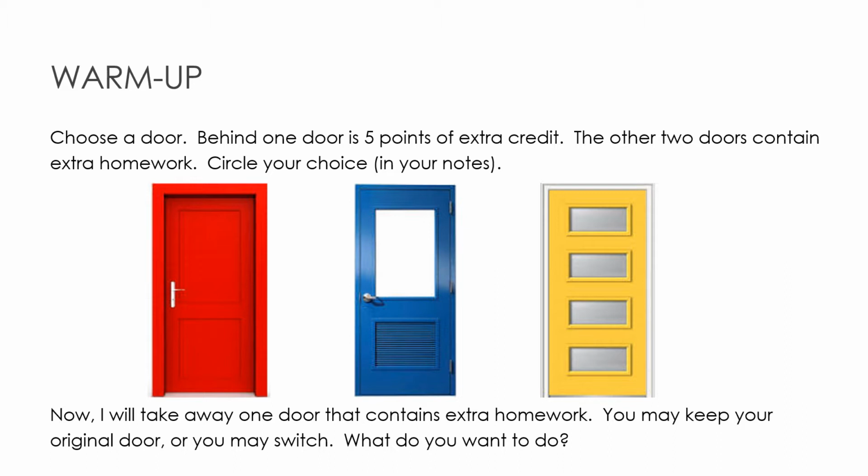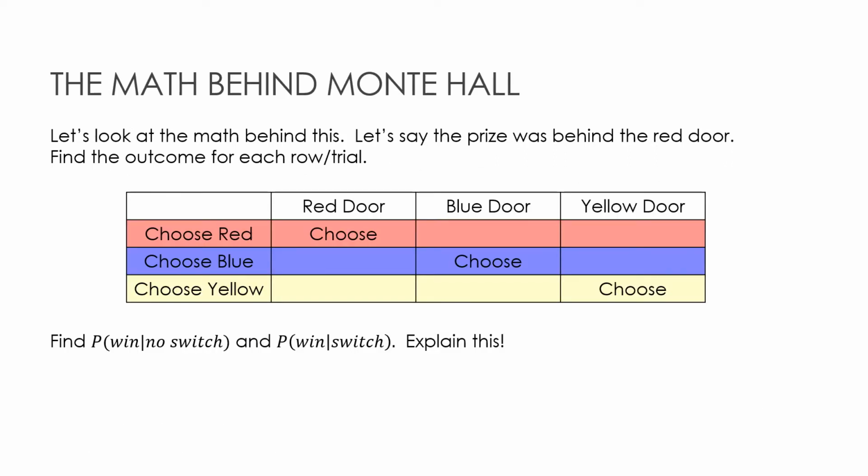Now, before you open it, let's say that I'm going to take away one door that contains extra homework. So you can either keep the original door that you chose, or you can switch. So take a moment to think about what you would do before we go over the correct solution. Let's take a look at the math behind this. This is actually the Monty Hall problem, so you may or may not be familiar with this already. But let's take a look.